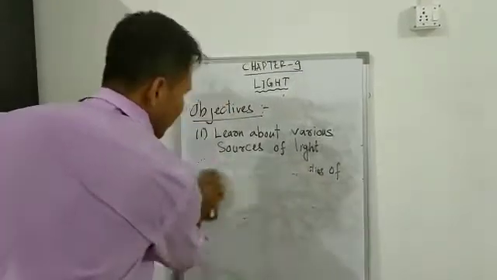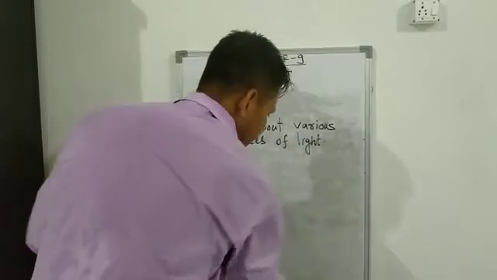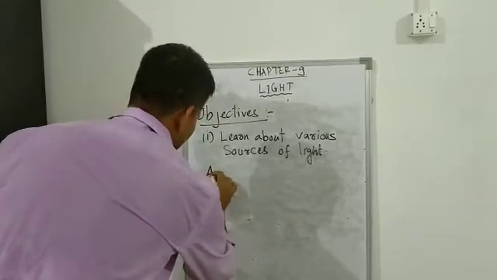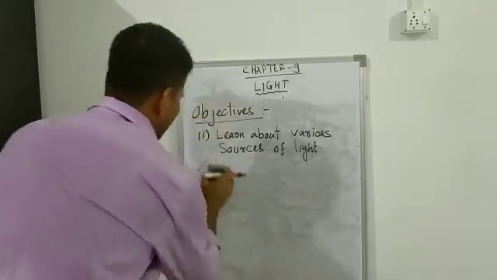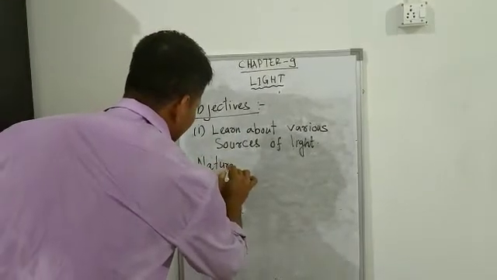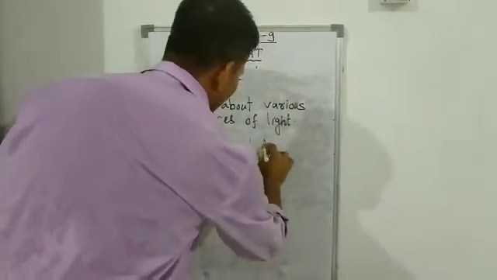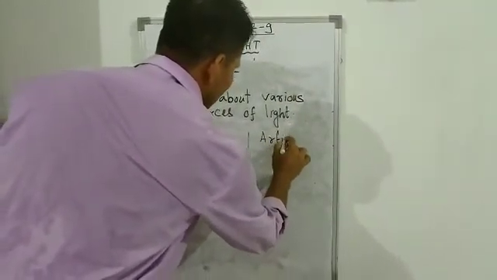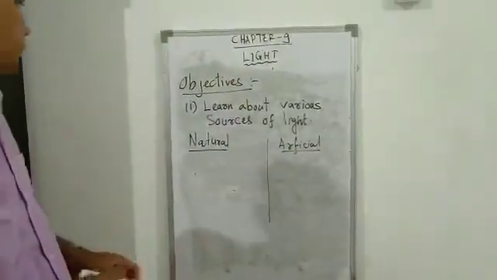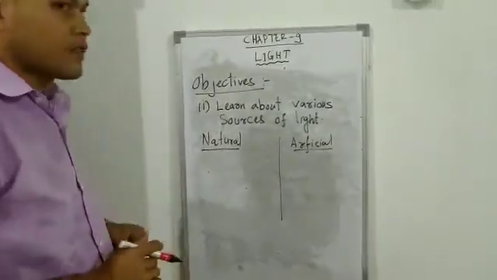Now when we talk about the sources of light, they are divided into different groups. That is, the natural sources, and the other is the artificial sources of light. Now going back to the natural sources of light, we can name some of the examples.